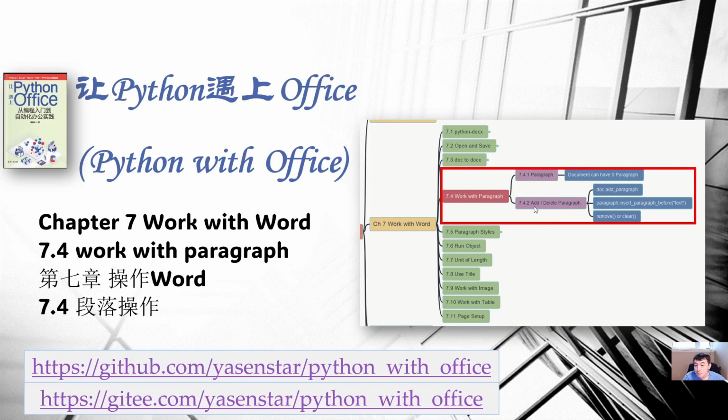We'll demo how to add, how to insert, and how to delete a paragraph. The first thing is the concept, which we mentioned in 7.1 and 7.2, just to compare with Excel. Within Excel, the top level is a workbook. In Word, the top level is a document. And within a workbook, by default, when you create a workbook in Excel, you get a worksheet.